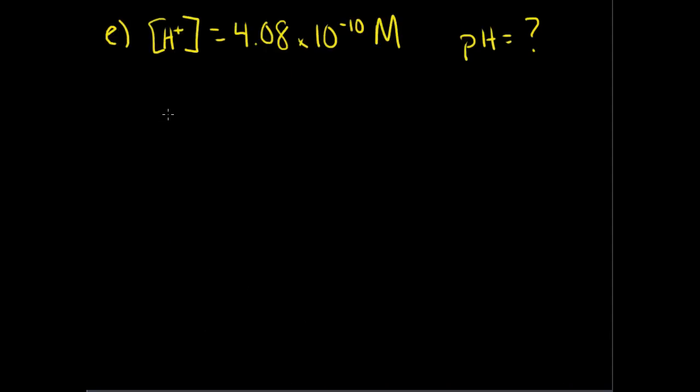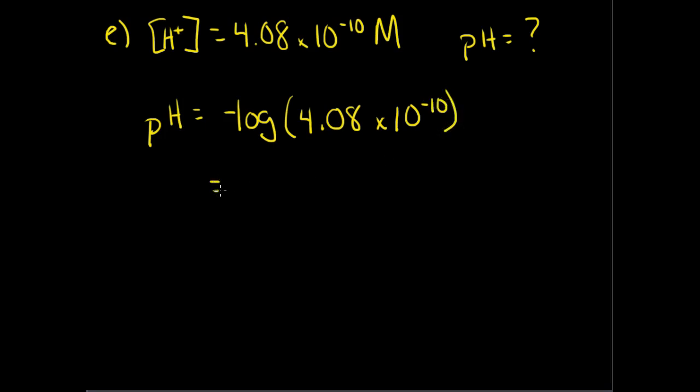Okay, for E, we've got our hydrogen ion concentration of 4.08 times 10 to the minus 10th molar, and we're asked for our pH. This is an easy one. pH from our hydrogen ion concentration is just negative log of that stuff up there, our hydrogen ion concentration, 4.08 times 10 to the minus 10th. Run that through your calculator, and you should get a pH value of right about 9.39.